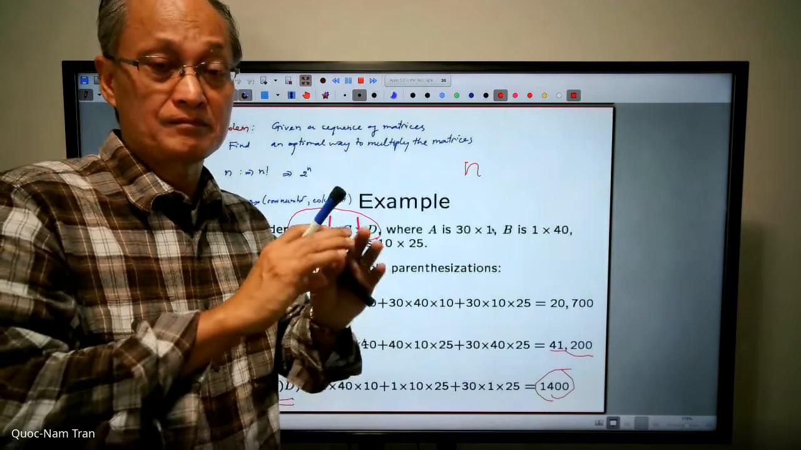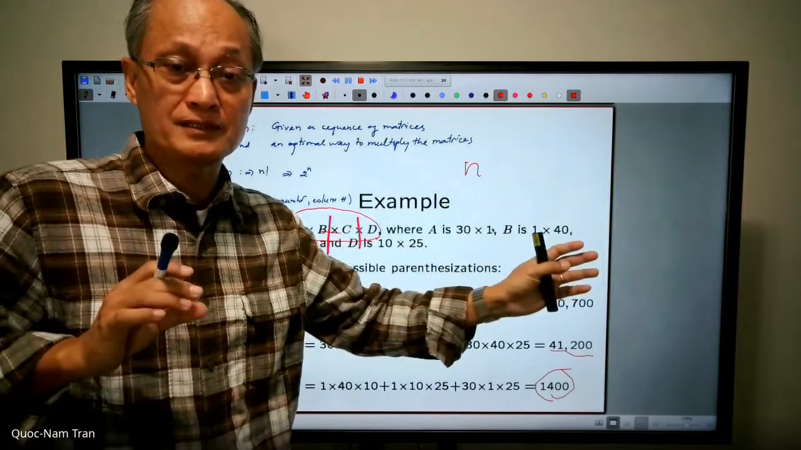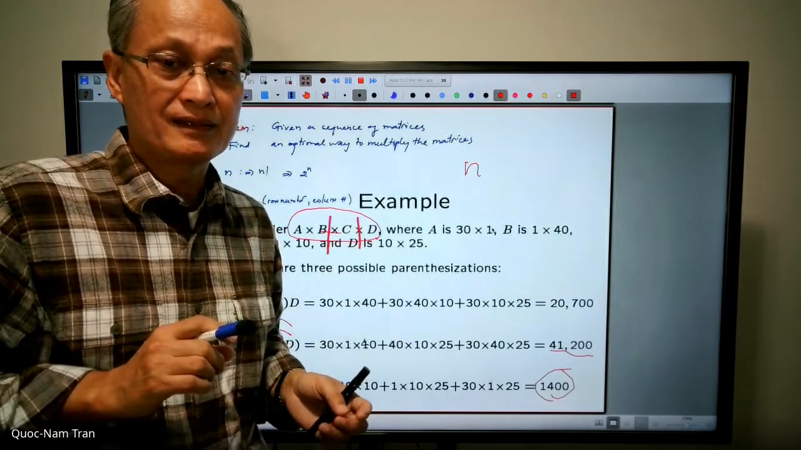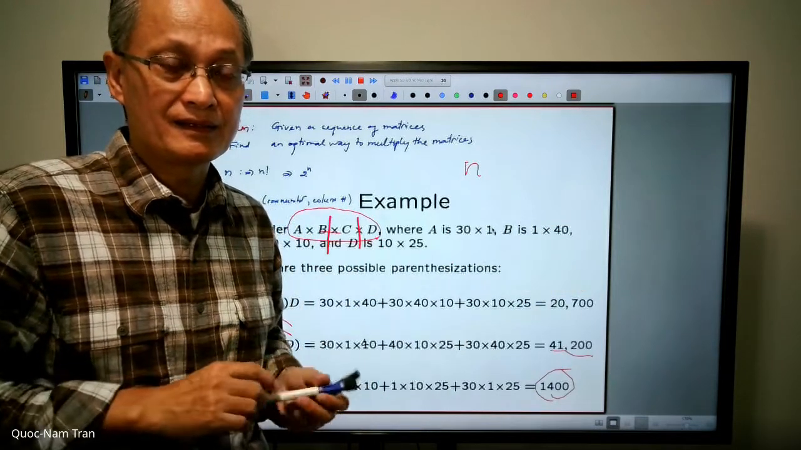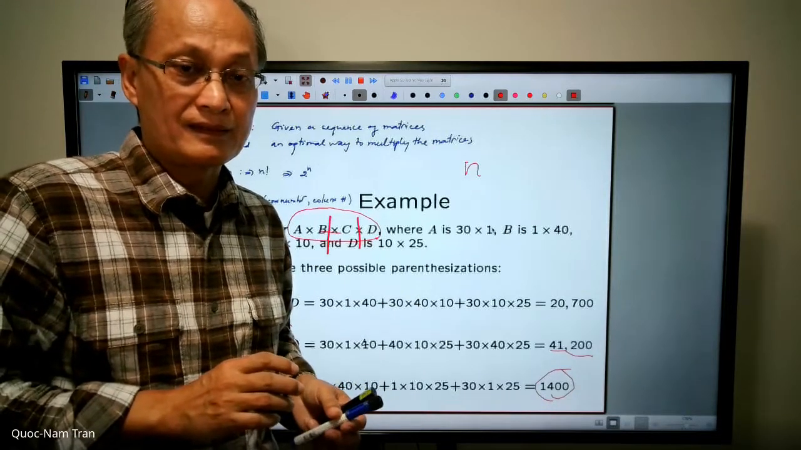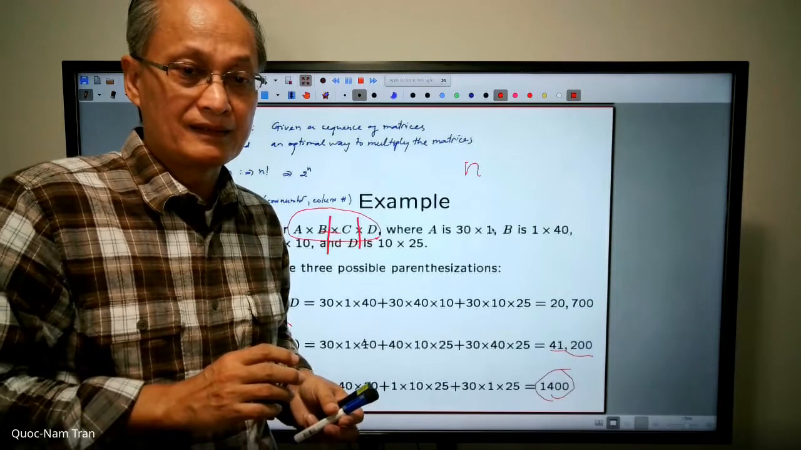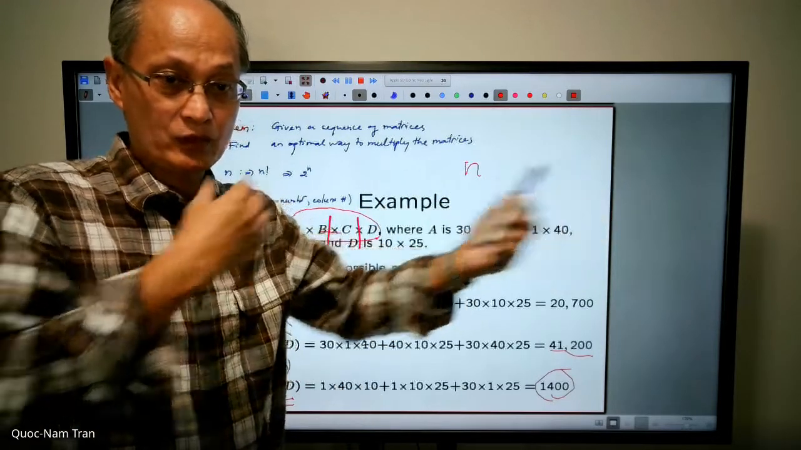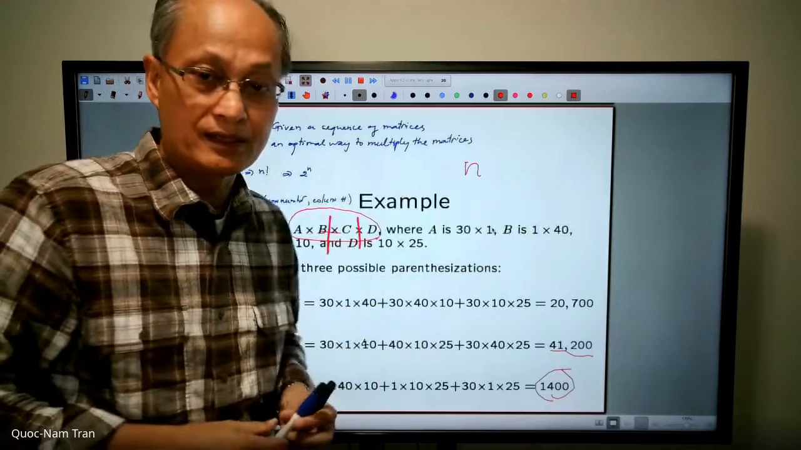If you have 4 matrices, how many ways can you try? If you have n elements, how many ways can we shuffle the elements?